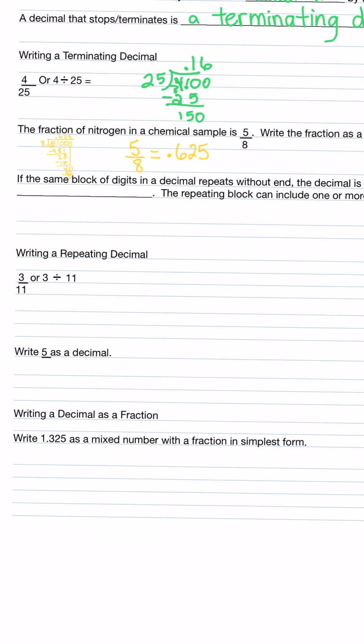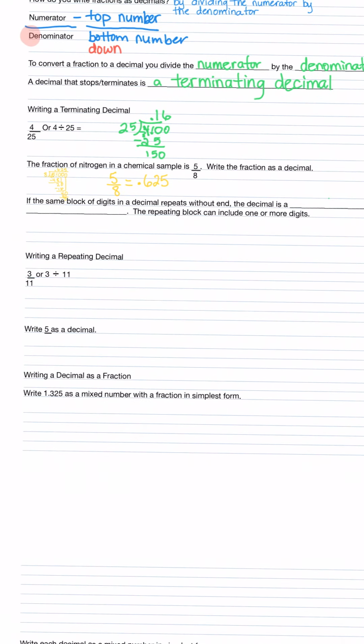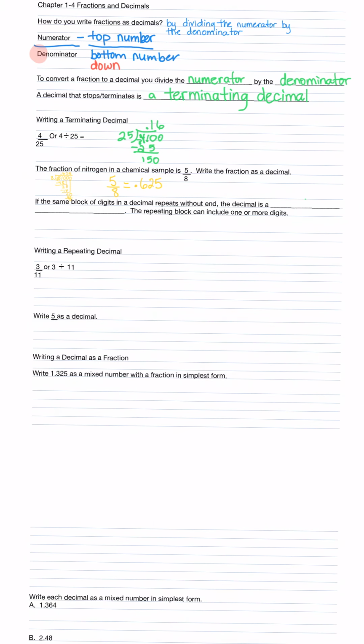If the same block of digits in a decimal repeats without an end, the decimal is a repeating decimal. An example would be 5.35555555555, and it goes on and on and on forever. So you can write that 5.35 and put a line over the top of the 5. That means the 5 just keeps going and going. It's a repeating decimal.